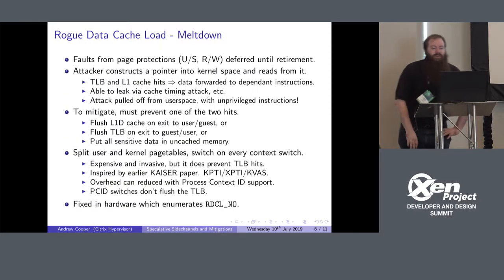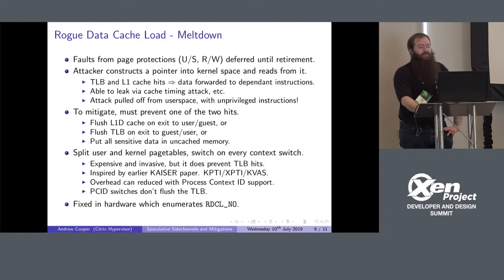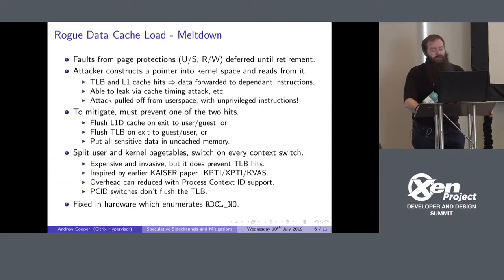At the same time, this great one called Meltdown came out. This is rather easier for an attacker to use. As an attacker, you construct a pointer into kernel space, read from it, and you get the data that was there, despite the fact that you violated the page permission that said this is only for the kernel. Now, the reason this occurs is because the protection check is deferred until retirement of the instruction. So there's a period of time between doing the memory access and the pipeline realizing you weren't actually allowed to do that. And in the meantime, you can steal secrets and leak them via a cache timing attack.